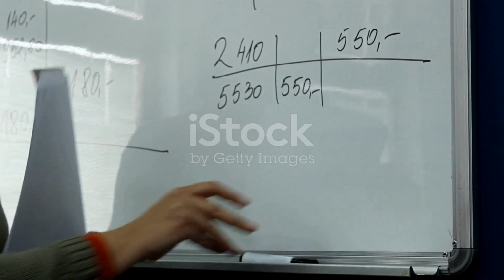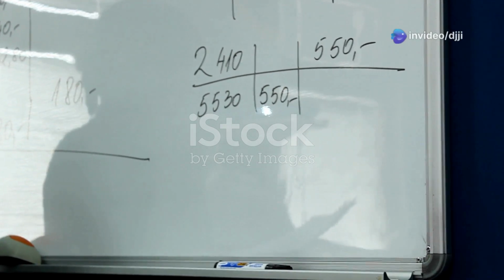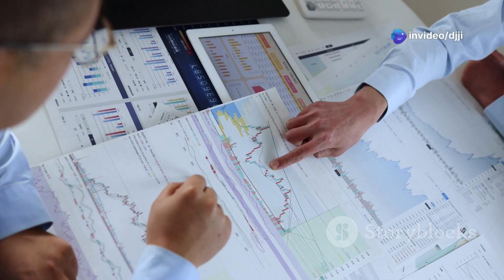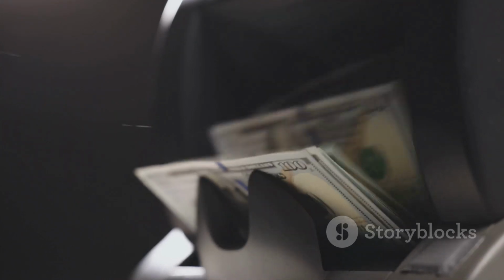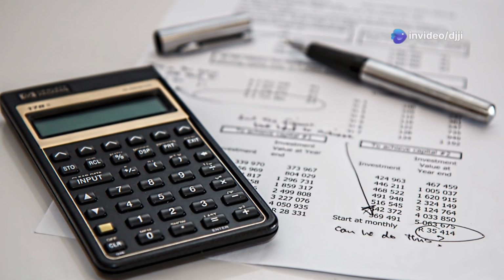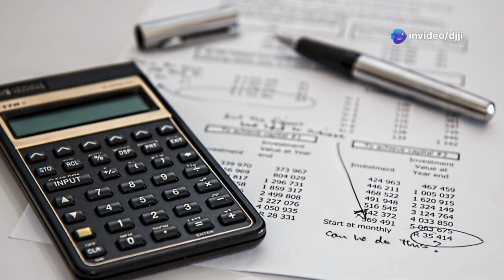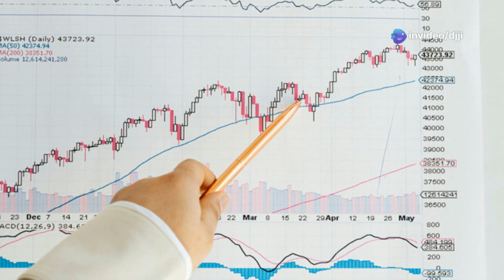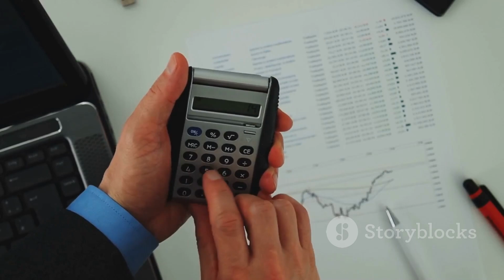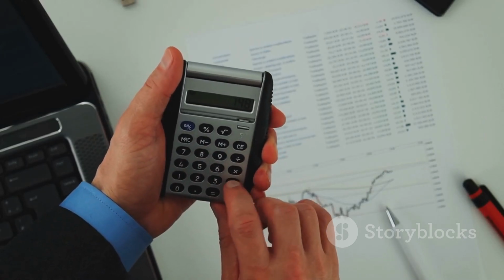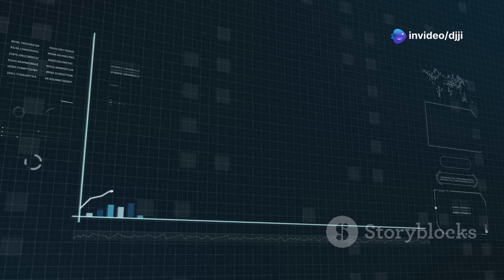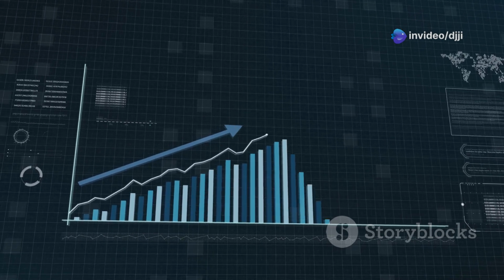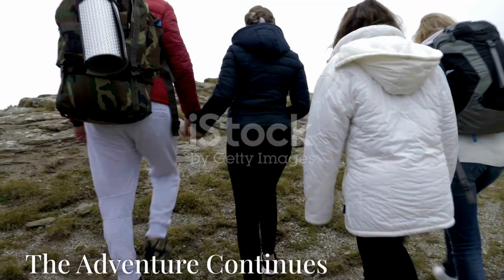Section 8. Rational exponents in the real world. Calculating compound interest. Rational exponents have real-world applications, particularly in finance. One such application is calculating compound interest. Deposit $1,000 at 5% interest compounded annually. Use the formula A equals P times (1 plus r/n) to the power of nt. Here, A is the final amount, P is the principal, and r is the interest rate. Plugging in values, A equals 1,000 times (1 plus 0.05) cubed. This simplifies to 1,000 times 1.157. After 3 years you'll have approximately $1,157.63.